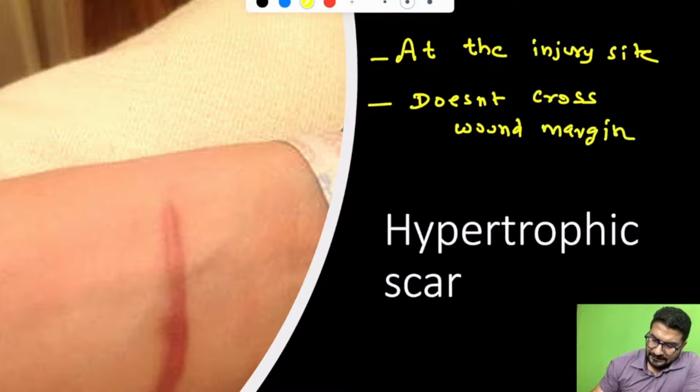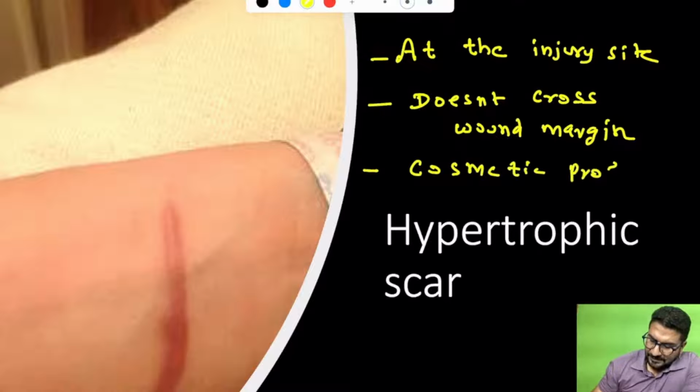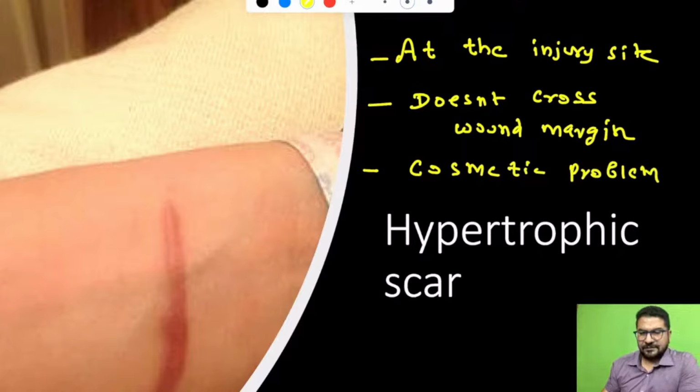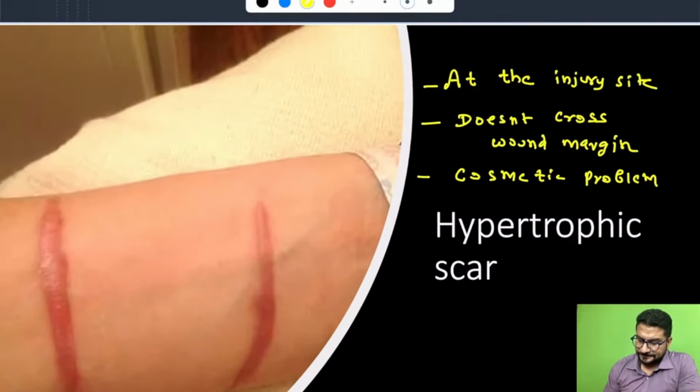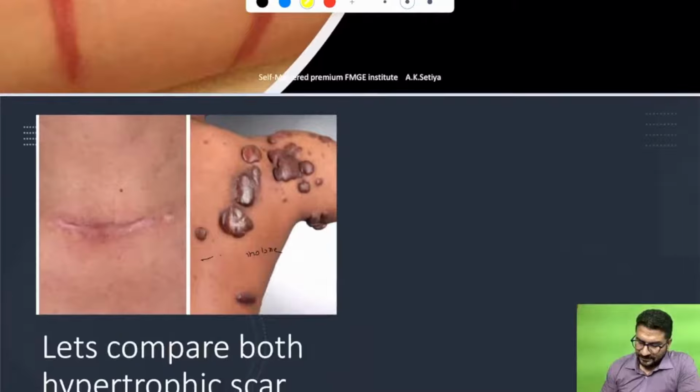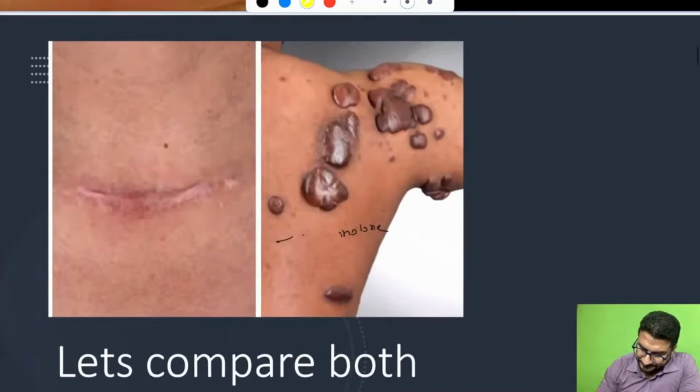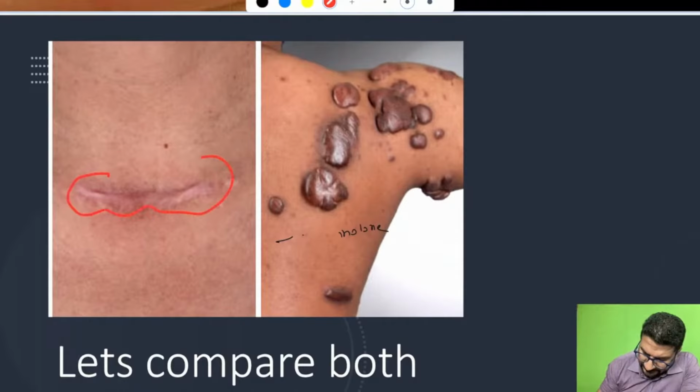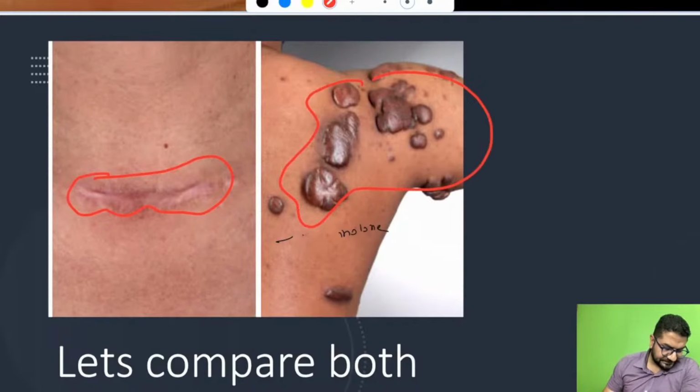So a scar is basically a cosmetic problem. Nowadays creams are available, like Mederma, Hexilac, anti-scar creams, or we can remove this with laser therapy, right? You can get it removed with laser. So it is just a cosmetic problem. Again, you can see this is a hypertrophic scar, and this is what we call keloid. Let's move ahead.